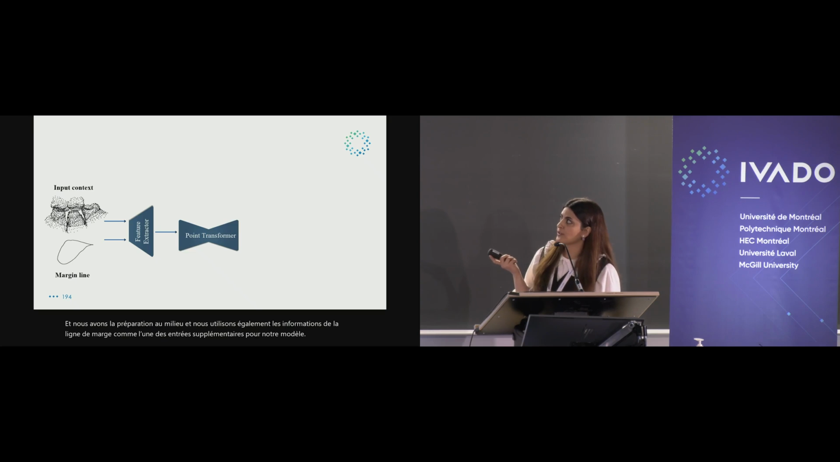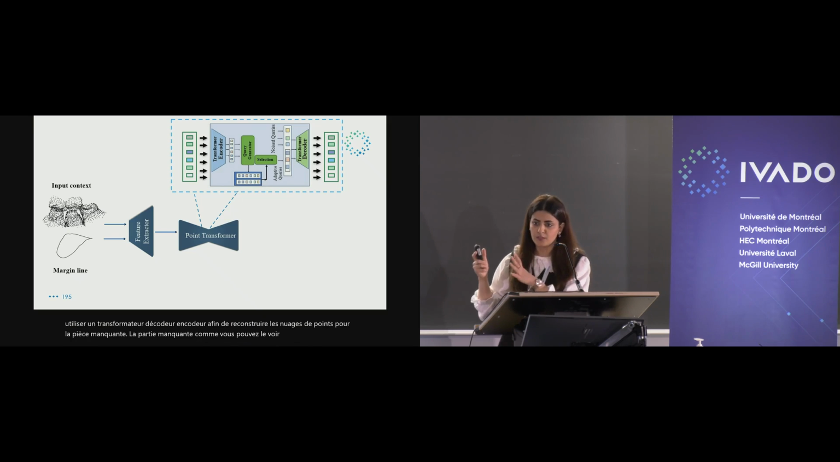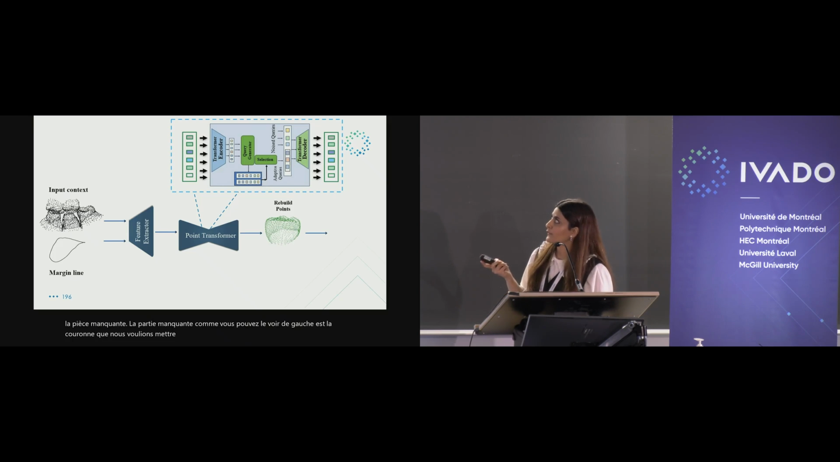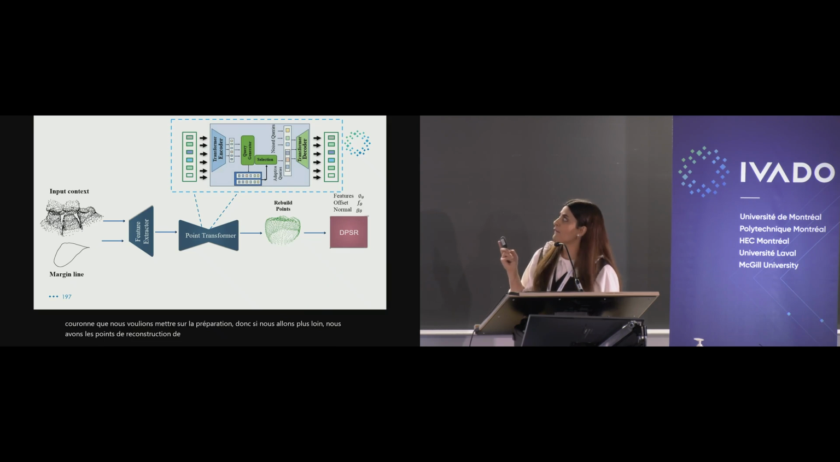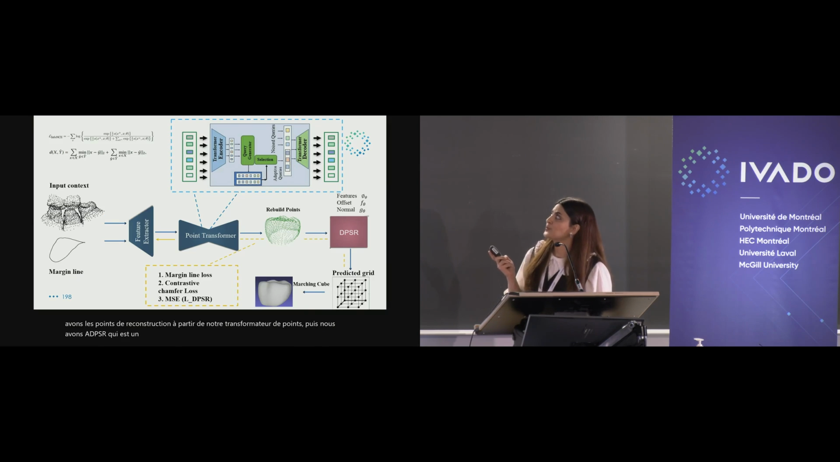We use the point transformer, as you can see on the screen, an encoder-decoder transformer, to rebuild the point clouds for the missing part. The missing part, as you can see on the left, is the crown that we want to put on the prep. Then we have the rebuilt points from our point transformer, and a DPSR, a differentiable Poisson surface reconstruction, to predict our output meshes. At inference, we use marching cubes to extract our meshes from the indicator grid.